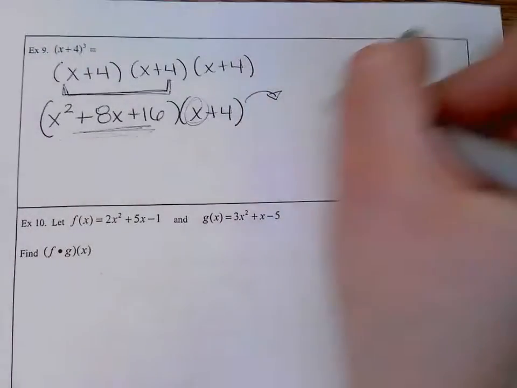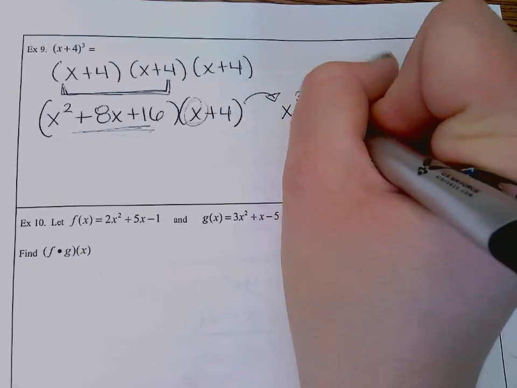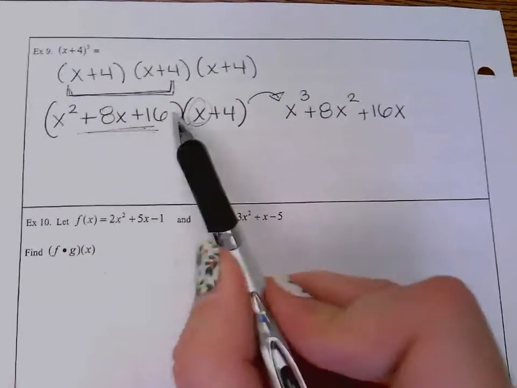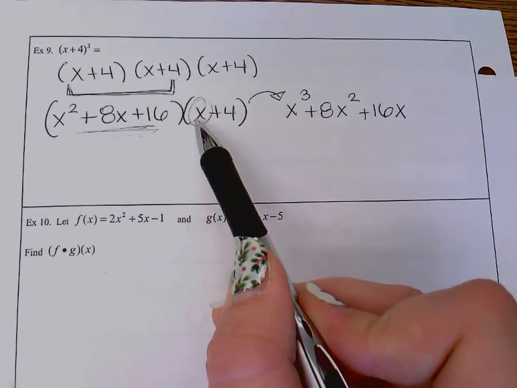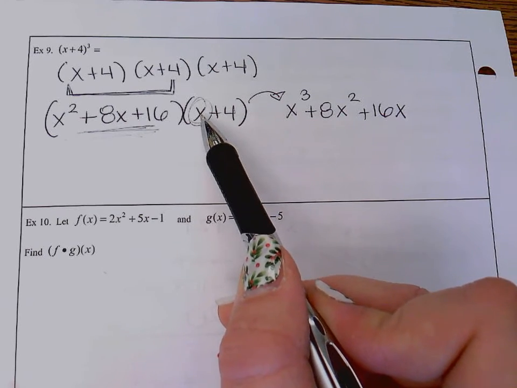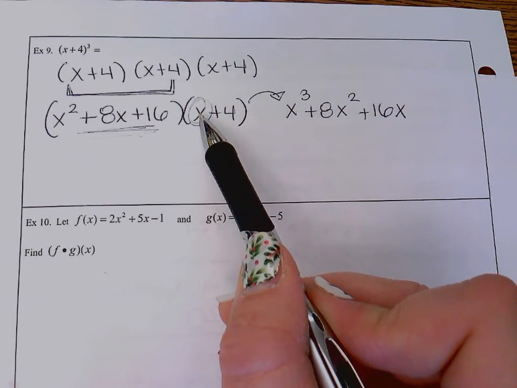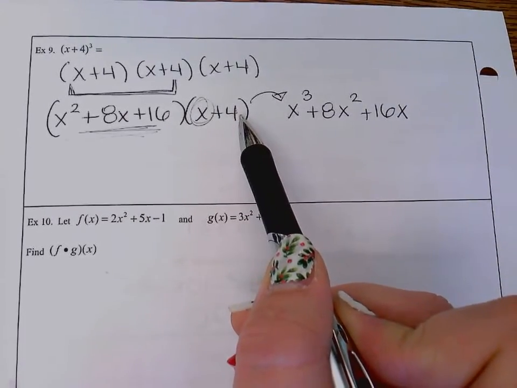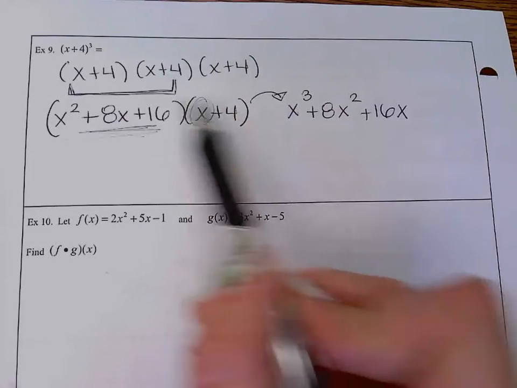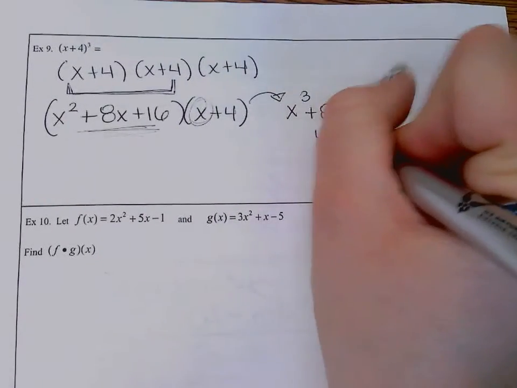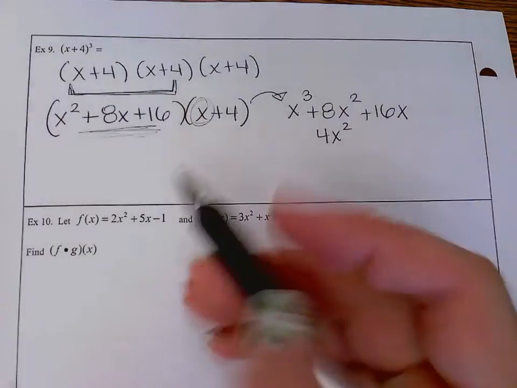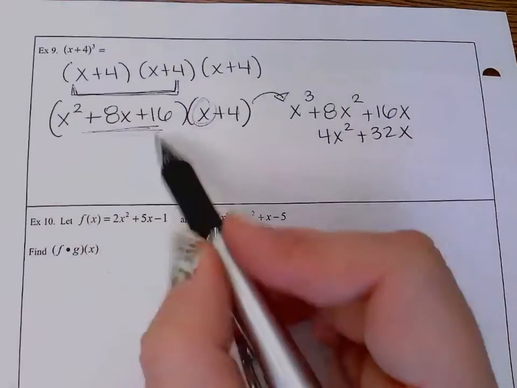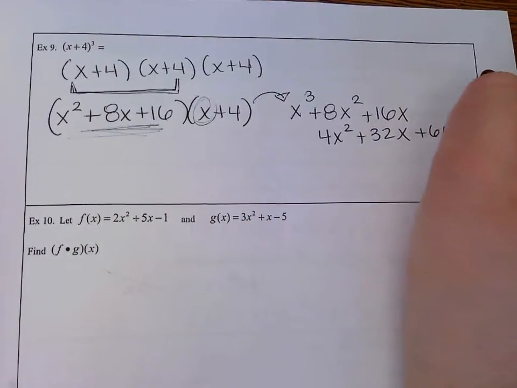So I'm just going to multiply them out. X cubed plus 8x squared plus 16x. All I did was I took these 3 terms and I multiplied each of them by x. Now I'm just going to repeat that process and do the distributive property again. Take these 3 terms, multiply them by 4. I'm going to line up my like terms as I go. So I'm going to get 4x squared. I'm just going to line that up with my like term. And then 8x times 4 is 32x. And 16 times 4 is 64.